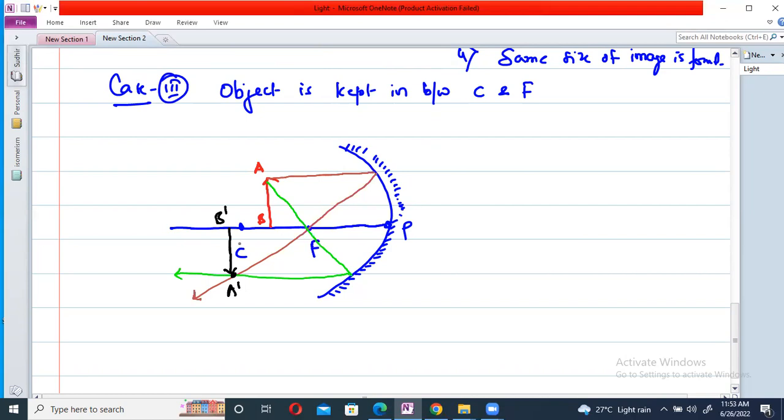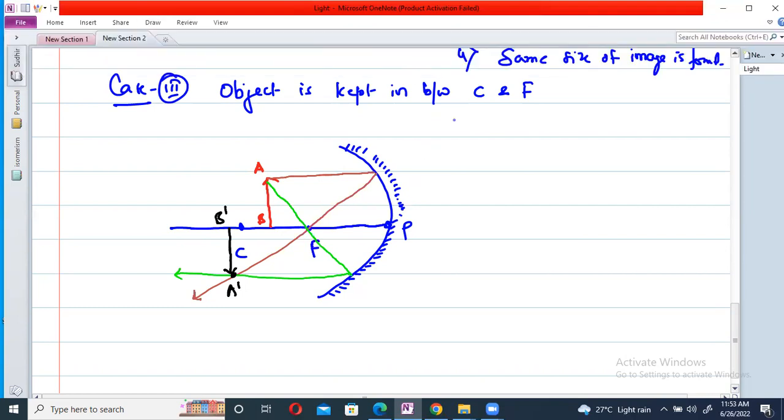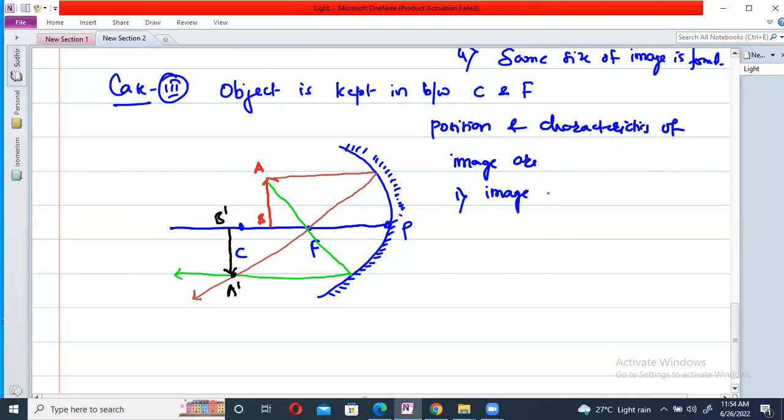So what is the position and characteristics of the image? Point number one: where is this image obtained? I should say the image is obtained beyond the point C. The image is formed beyond C. C means center of curvature.